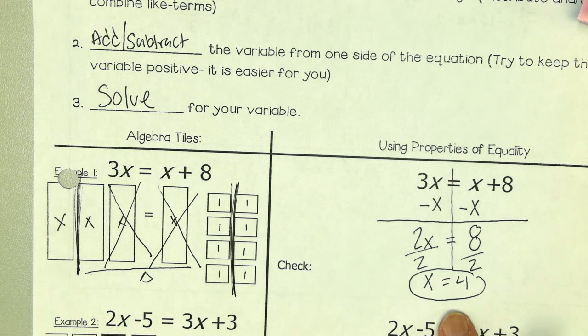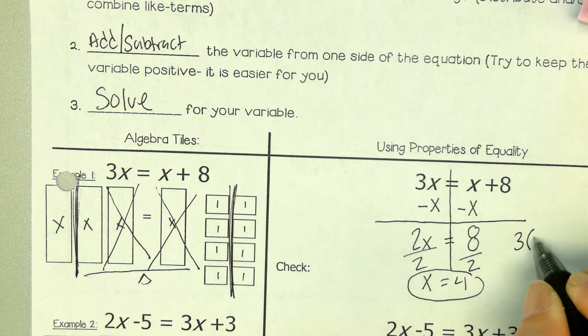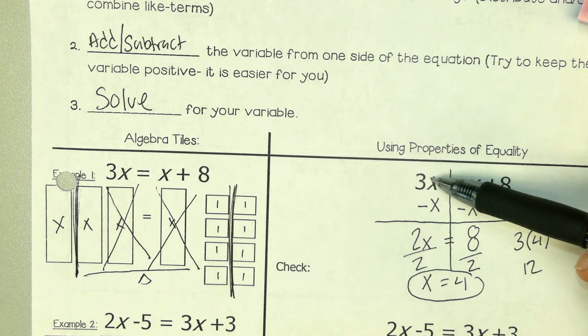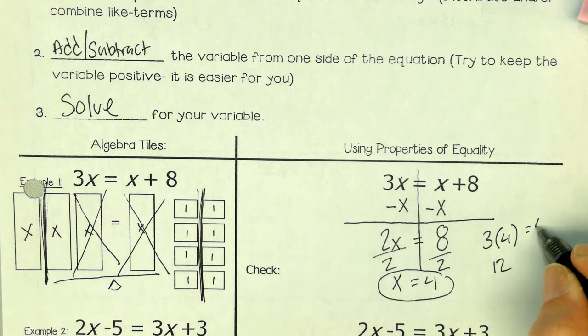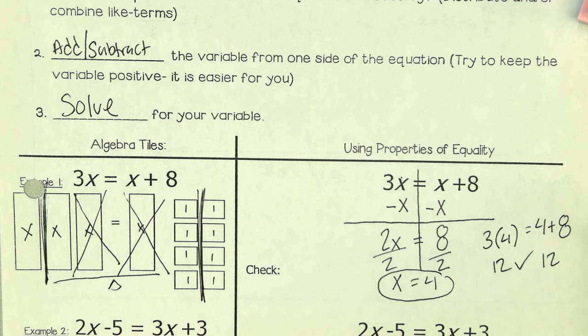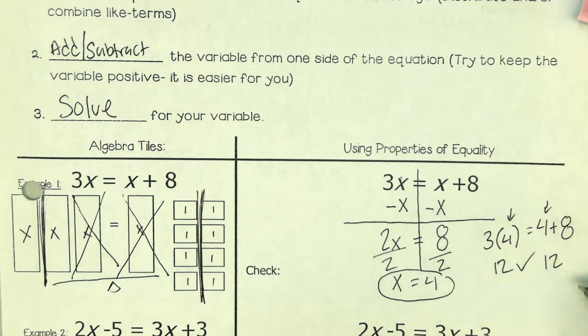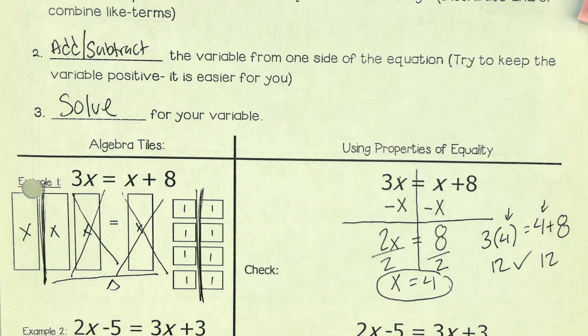This is our answer. If we wanted to check our work, 3 times 4 is 12. That's the left-hand side. And on the right-hand side, 4 plus 8 is also 12. So when you plug in 4 for x, you get 12 on both sides. That's how you know you got it right. But our answer is x equals 4.